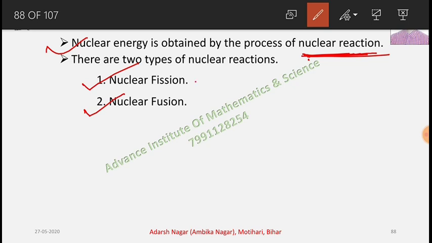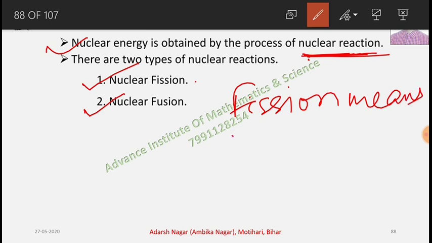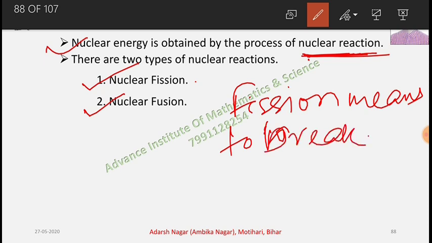Fission means to break or to split. So in nuclear fission, a heavy nucleus is split into smaller nuclei.